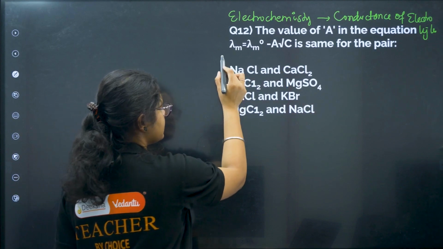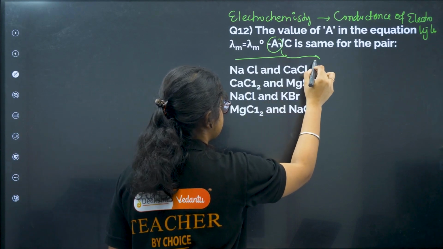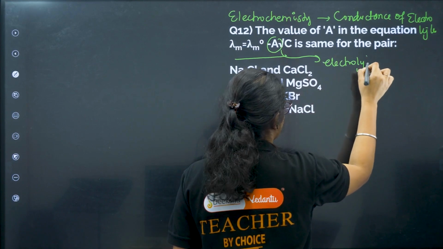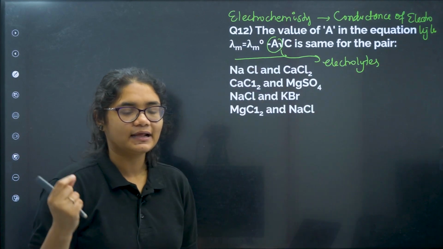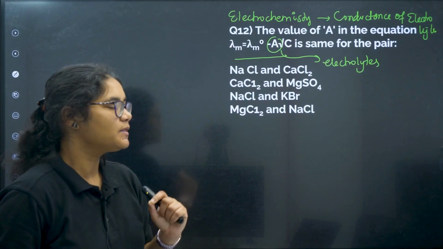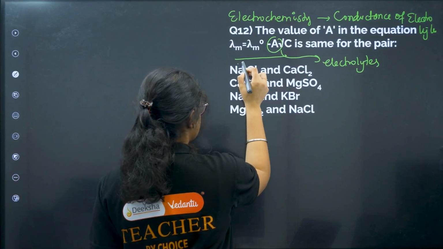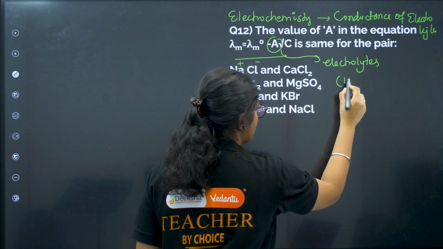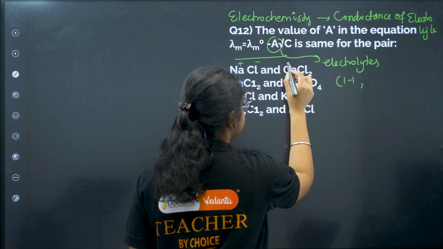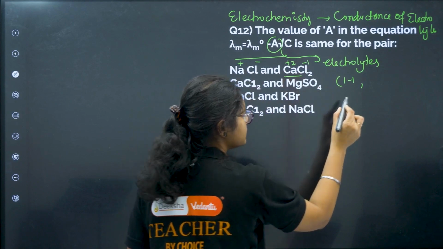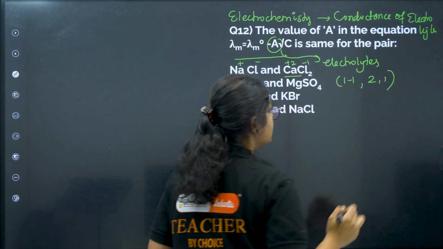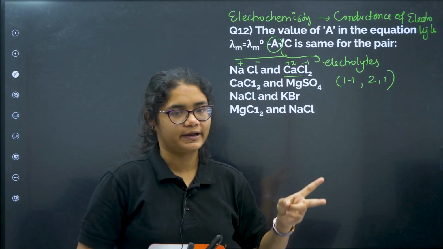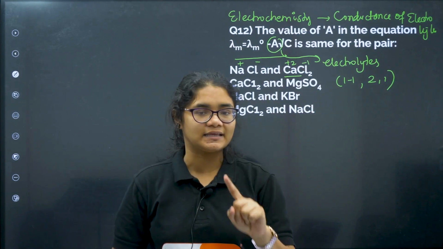Now if you see in this equation, the value of A is same for electrolytes when the charge of the cation and the charge of the anion are similar. Like here, this is Na plus, this is Cl minus, so we'll call this a 1-1 electrolyte. But if you see here, this is plus 2 and this is minus 1, so we call it a 2-1 electrolyte. So in this pair there is a 1-1 electrolyte and a 2-1 electrolyte, so that is why they will not have the same A value.